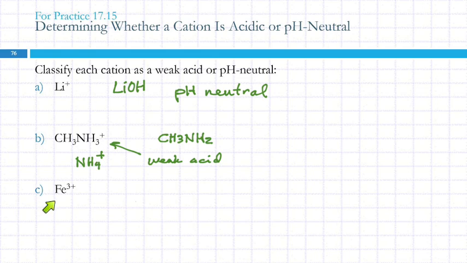And then what about this guy? Fe3+. Yes, this is one you just need to remember. Fe3+ and Al3+ act as weak acids. Is that going to be a huge part of the class? No, it's not. But give it your best shot. Any questions?